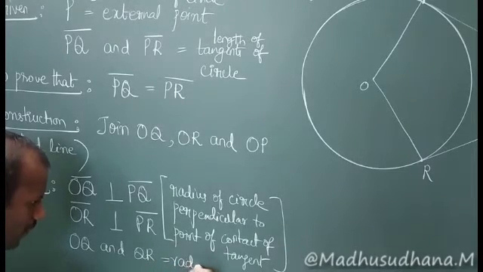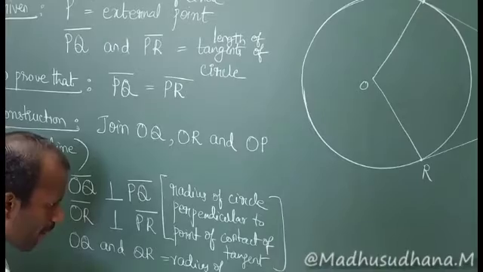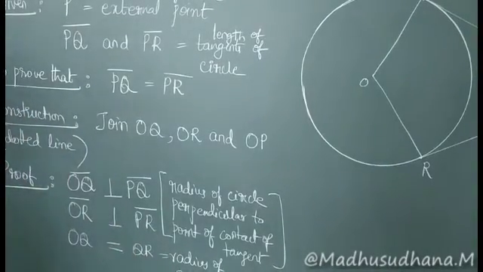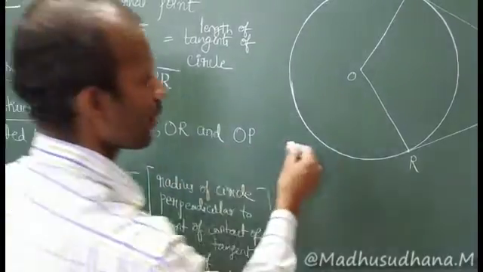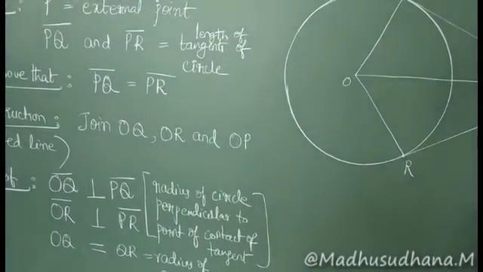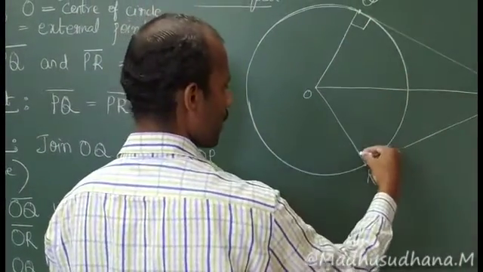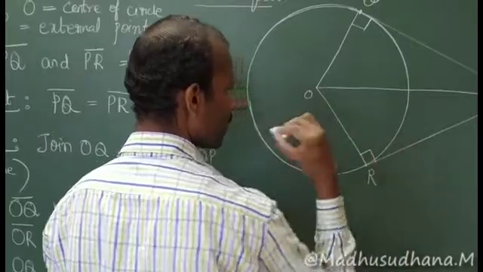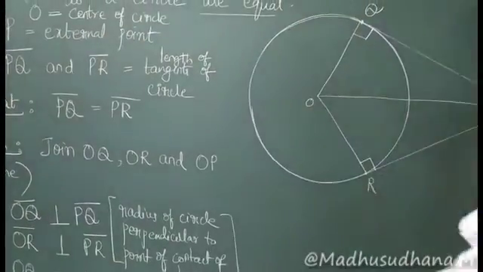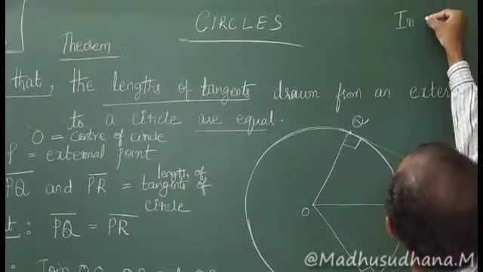Where OQ and OR are the radii of the circle, right? OQ and OR are radii of the same circle, or I can write OQ is equal to OR. Join OP, right? So let me join this part. Let me mark perpendicular here, and here also this is perpendicular to the tangent.